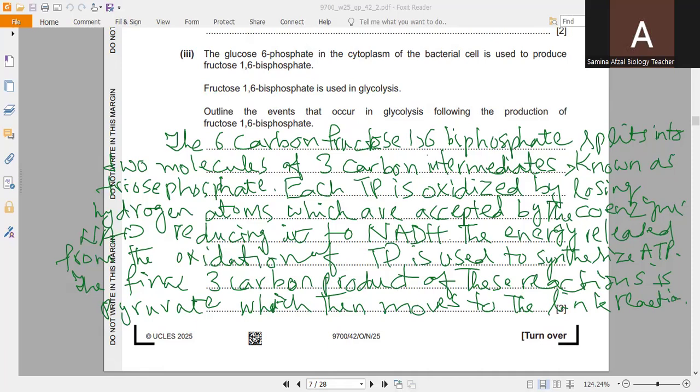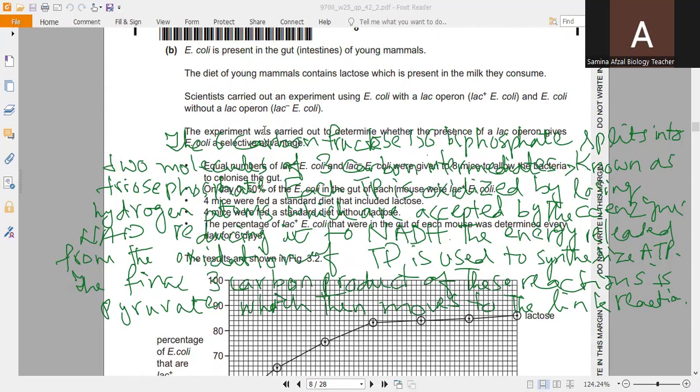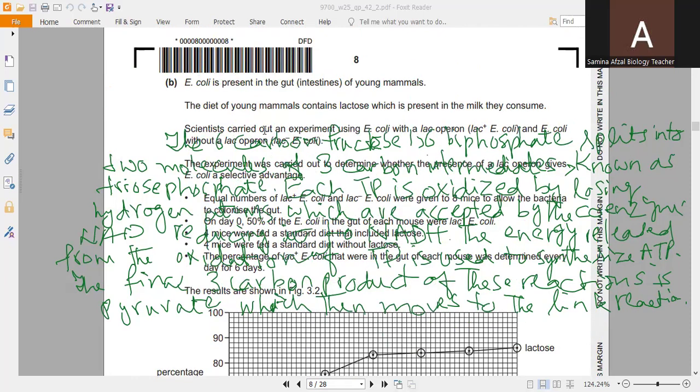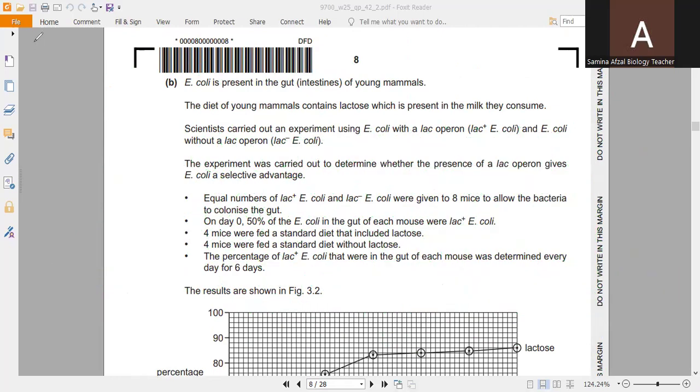You know that. So it was all about part 3 of this question. Then move towards part B. In part B, you can see E. coli is present in the gut of young mammals. The diet of young mammals contains lactose, which is present in the milk they consume. Scientists carried out an experiment using E. coli with a lac operon and E. coli without a lac operon, with and without.